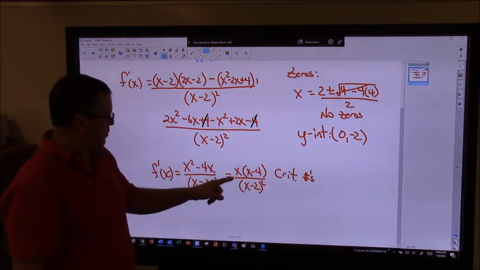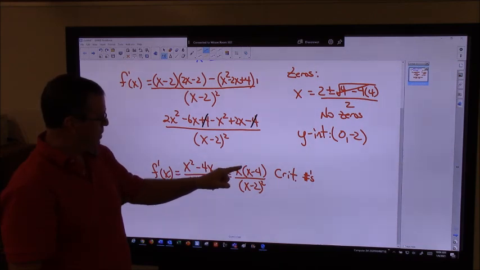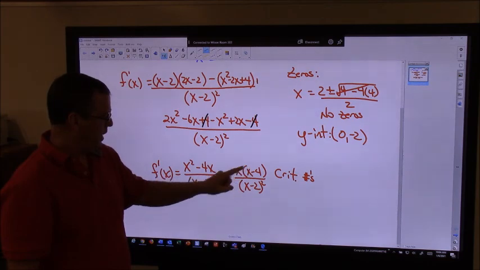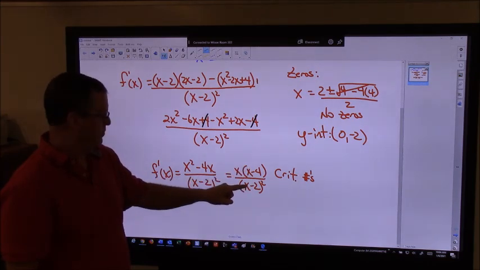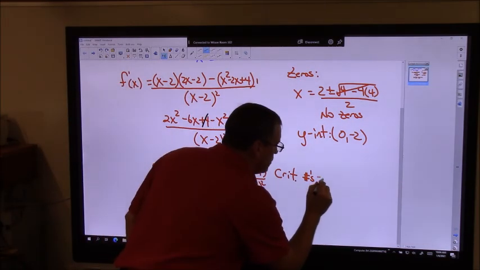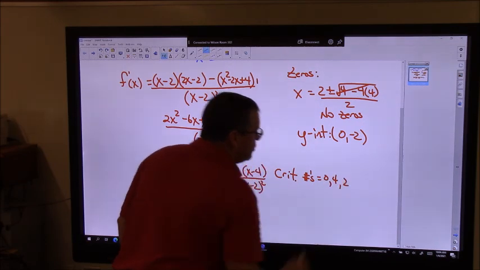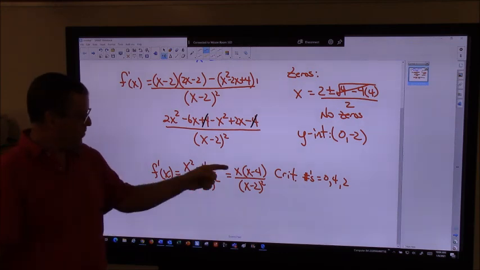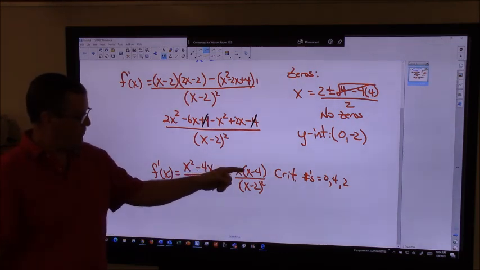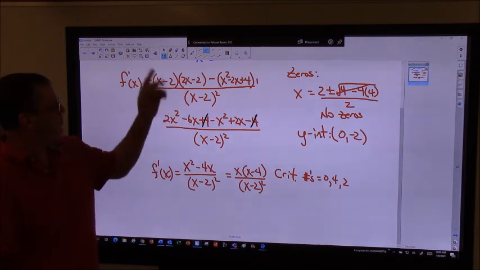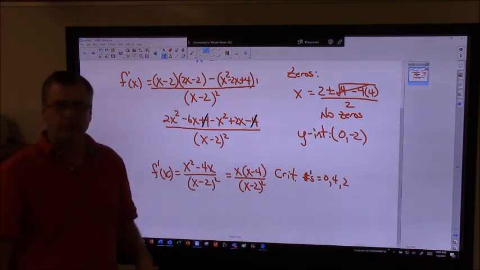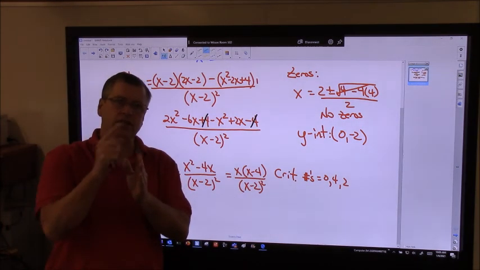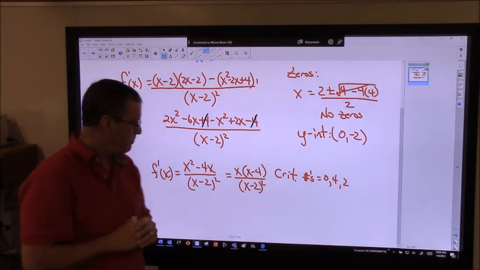So my critical numbers are going to be at 0 and 4. That's where this thing equals 0. And it's undefined at 2. Okay? So 0, 4, and 2. So if I have a relative maximum or minimum, it's going to occur at either 0 or 4. It's not going to occur here because the original function was undefined. We already know there's an asymptote there. But I still need to use that as a critical number because I need to know what's happening on either side of that asymptote. Okay?